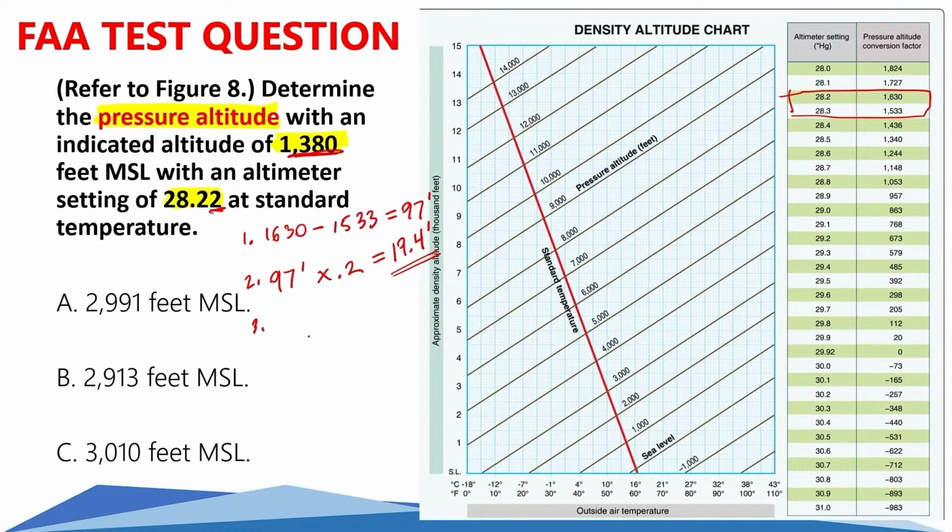Okay. Then what we're going to do is take the 1630, which is for 28.2, before we add it to the 1380, and what I'm going to do here is subtract 19.4 feet. Okay. And that is going to give me a total of 1610.6. Then I've got my pressure altitude. This is basically my conversion factor.